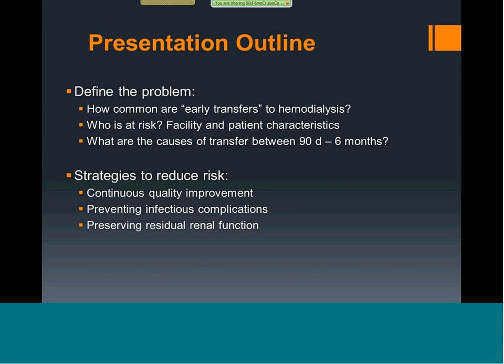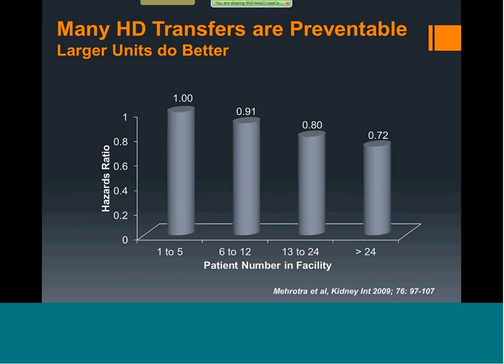And more importantly, I will focus on strategies that I think could work to reduce risk, and I selected a few. These are not the only things that are important. There are others that we can discuss in the Q&A, but I'll focus on CQI, preventing infectious complications, and residual renal function. I say this because many dialysis transfers are preventable.